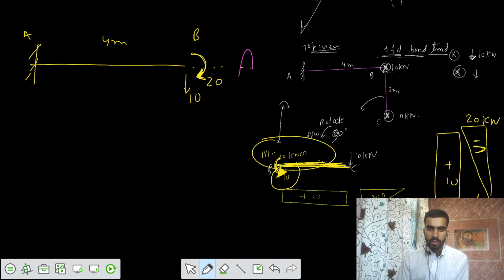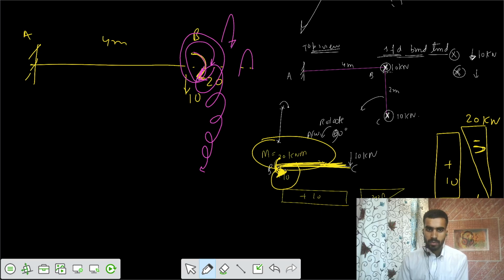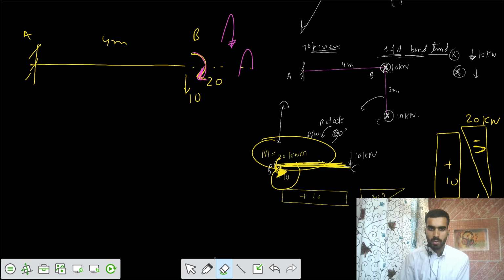So I can show this moment in this way. If this is clockwise, I have to draw the arrow such that it's going in this direction. This is your direction of arrow. Now the direction of arrow is clockwise, but about the polar axis it appears anti-clockwise. So this is clockwise.